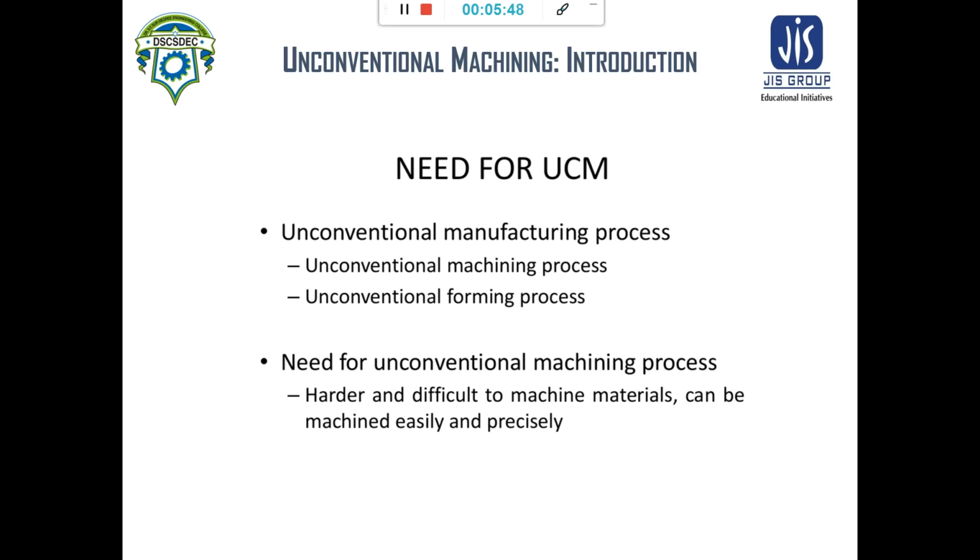So the need is first for easy machining of hard-to-machine workpieces. Secondly, for maximizing the MRR and minimizing tool wear, and there is a very low amount of chip formation, because the maximum of the unconventional machining processes are chipless processes. That means there is direct evaporation, and no chip is formed. So this is the unconventional machining process.